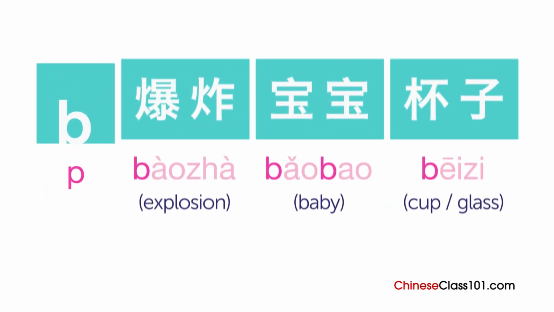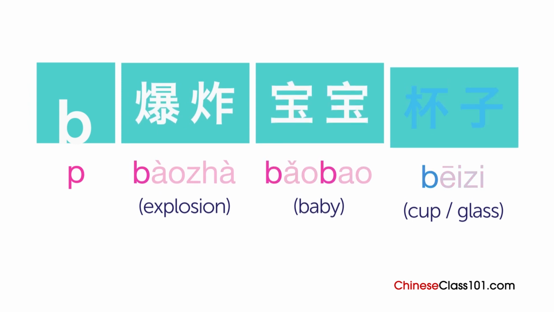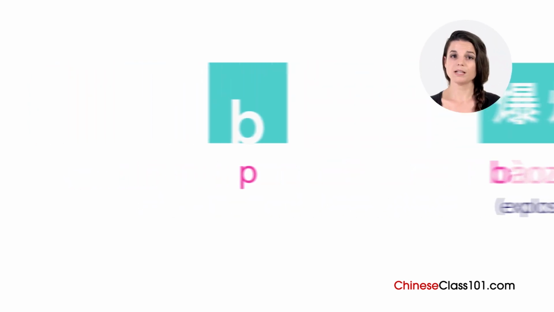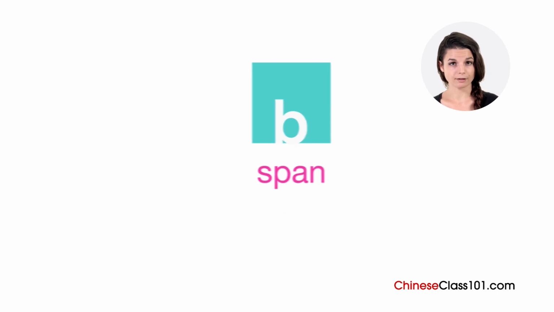The first consonant is b. 爆炸宝宝杯子. Be careful, because this isn't like a hard B sound. This is the unaspirated version of the P sound as it occurs in the word span.